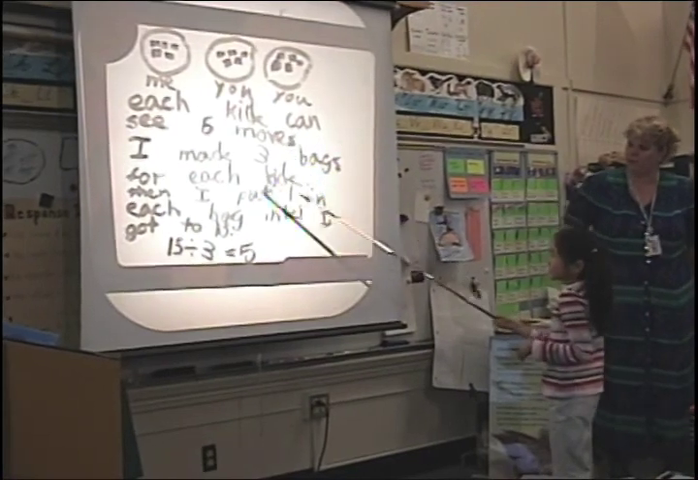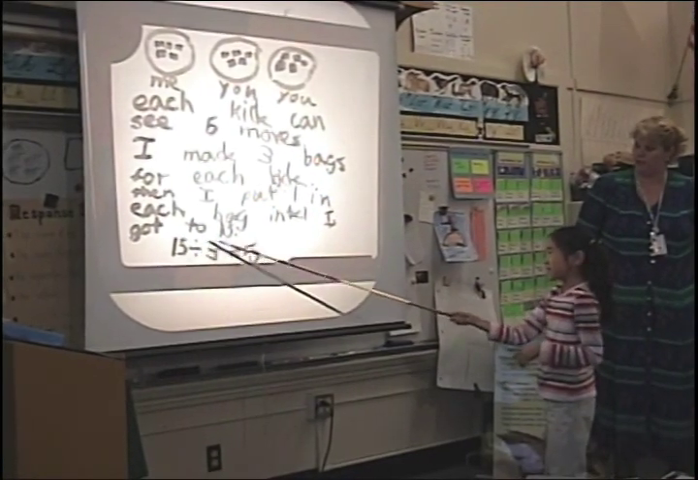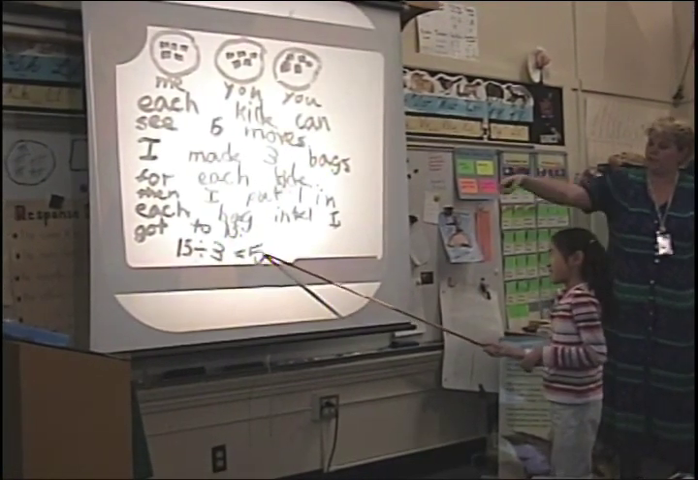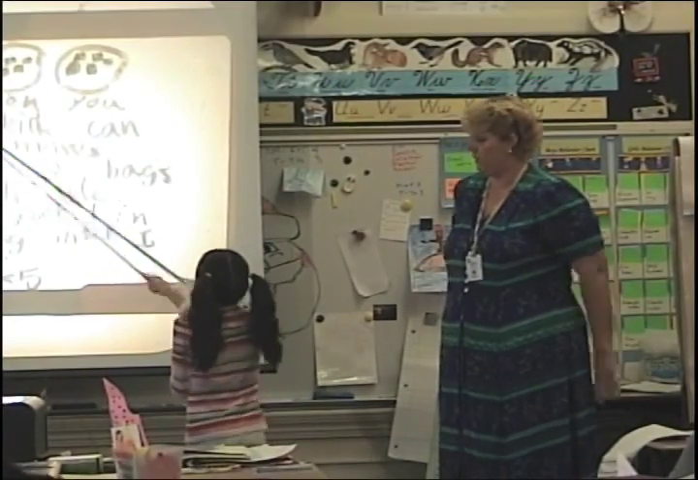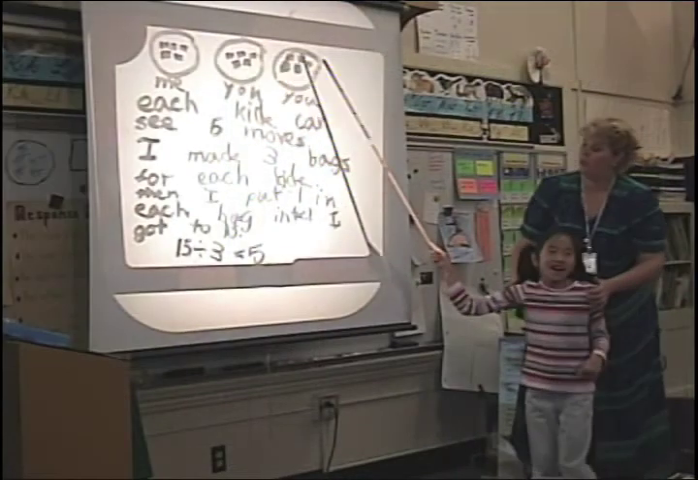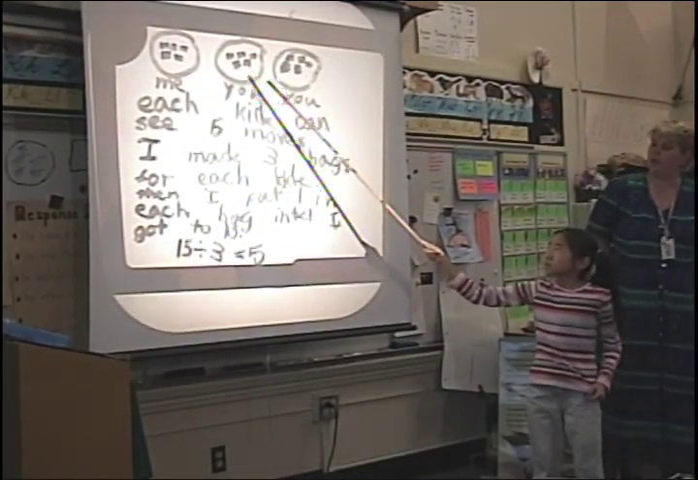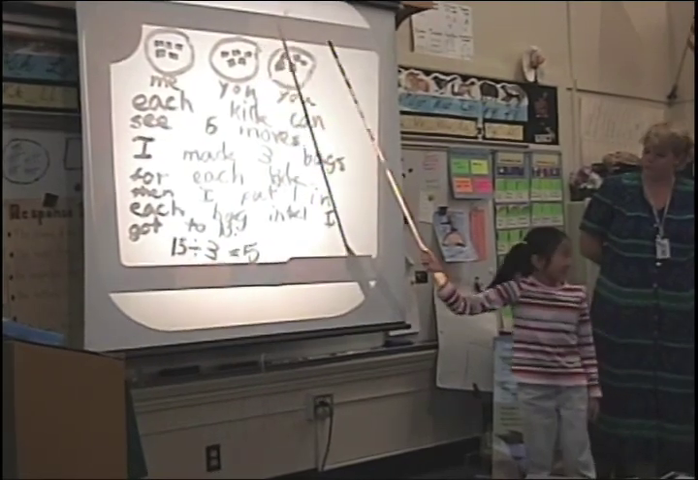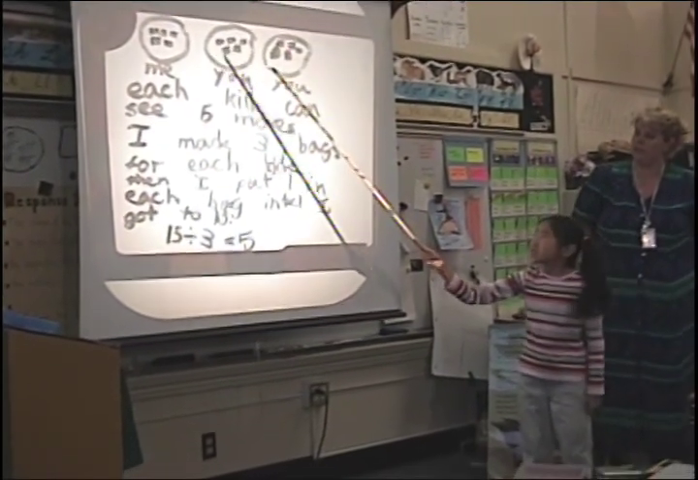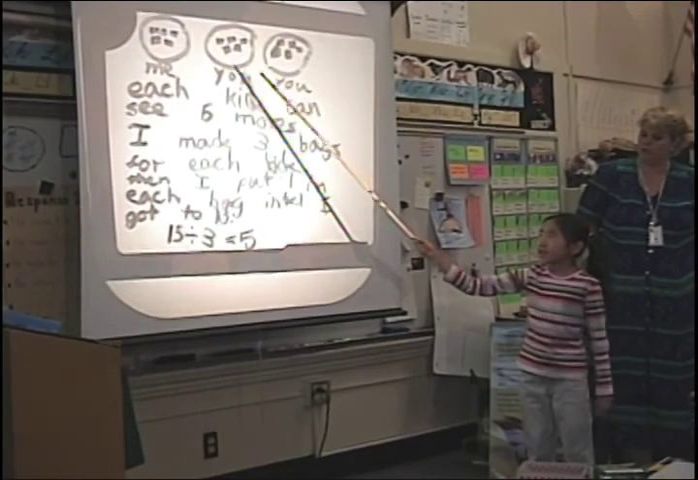And what's your number sentence? 15 divided by 3. Okay, and what does the 15 represent? Can you tell the class? All of the tickets. Right, and what does the 3 represent? Each kid. And the 5?